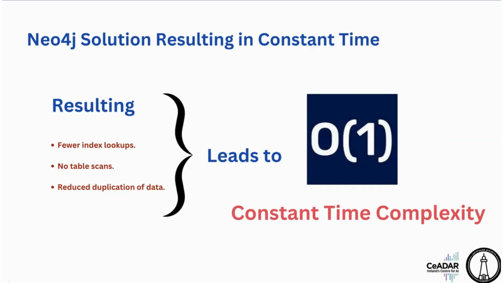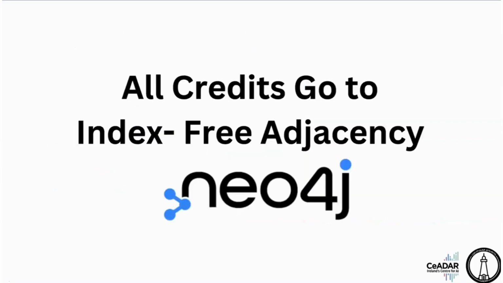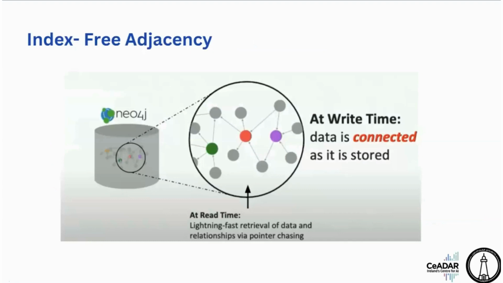So how well does it work compared with a relational database structure? Why is Neo4j very fast compared with a relational database system? Because it contains index-free adjacency. The index-free adjacency is the basic key behind that. It is responsible for lightning fast retrieval of data and relationships via pointers. That is the important concept here.